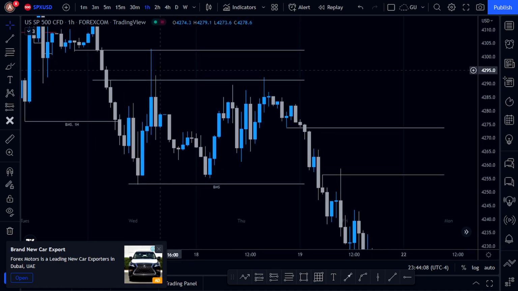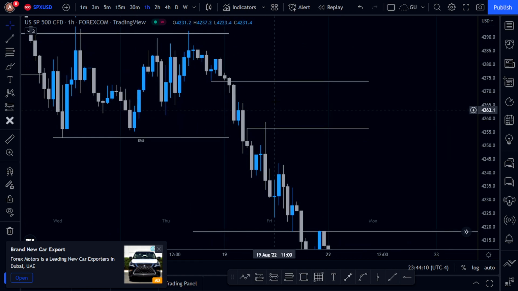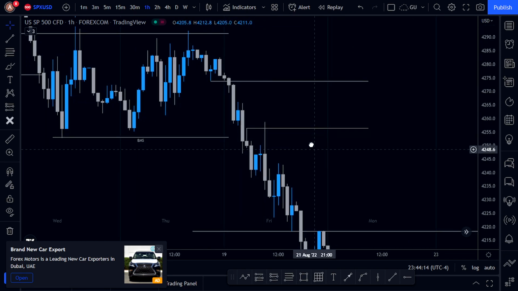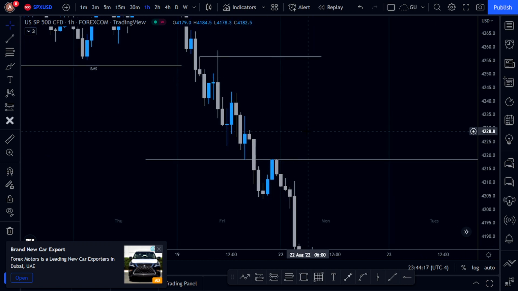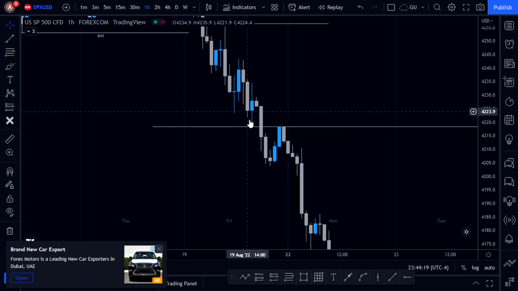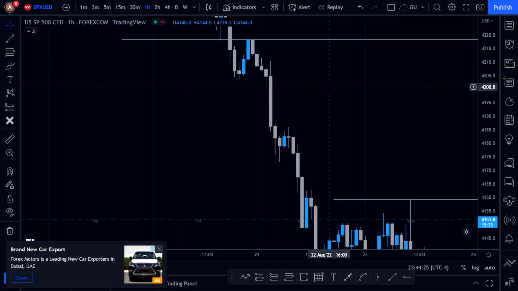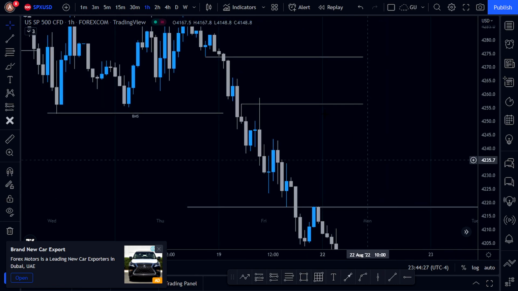Let's say you didn't take this as well. You have another entry here as you take this low. Boom. It goes on and on and on. Another fair value gap here, another entry. So yeah, that's how you trade liquidity runs.